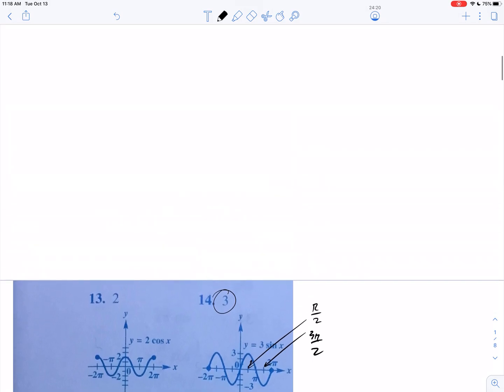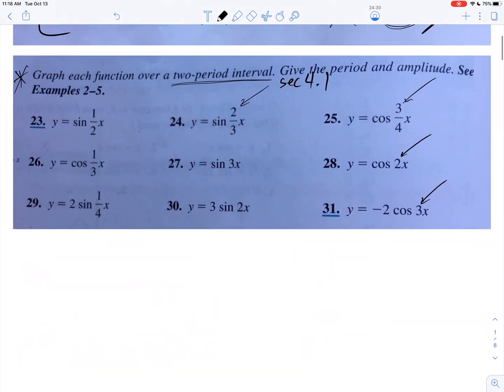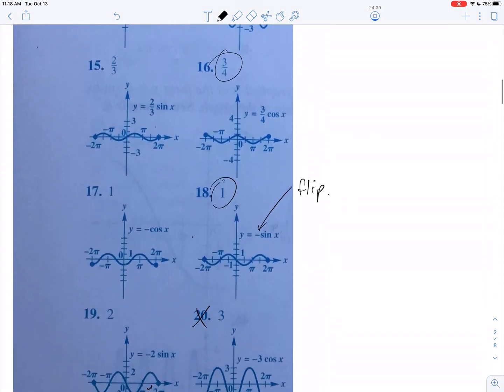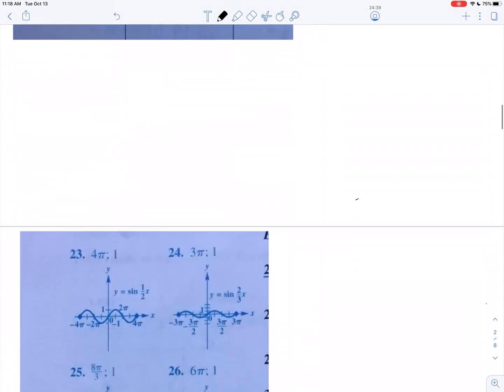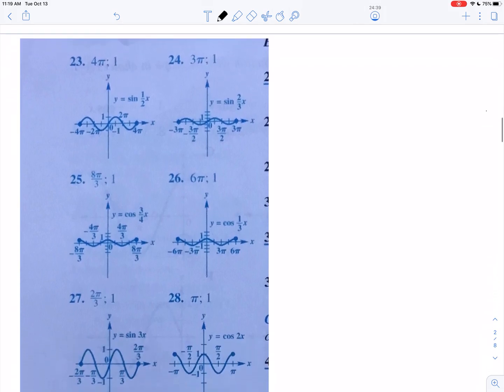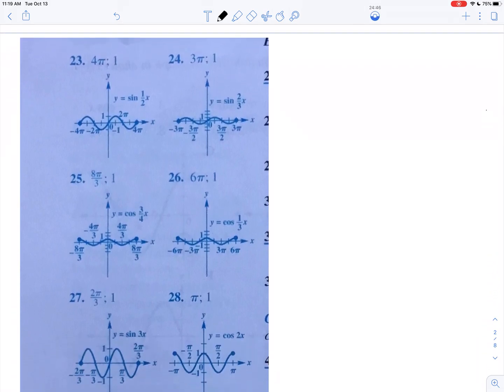So the second part of stuff, this is section 4.1 in the trig book, 23 to 31. Sketch these graphs for me. They all have period adjustments. Do them over 2 periods. Remember, that's the answer key for the first part. Here's the answer key for the second part. I wanted to make sure you could read it, so I separated this thing.